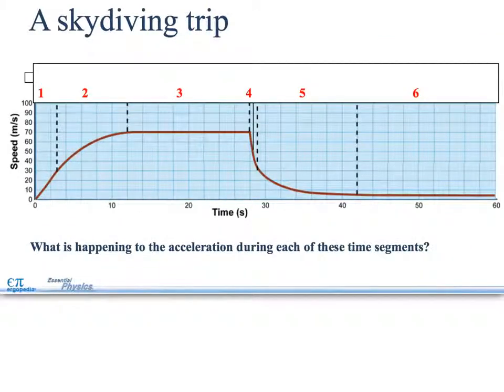Diving into this a little more, what is happening to the acceleration during each of these line segments? Here, he's speeding up, he's in free fall. At this point, he reaches terminal velocity. Then right here is where he opens up the parachute and he gets drag, more air resistance, and then he starts to reduce his velocity until he reaches his other terminal velocity.